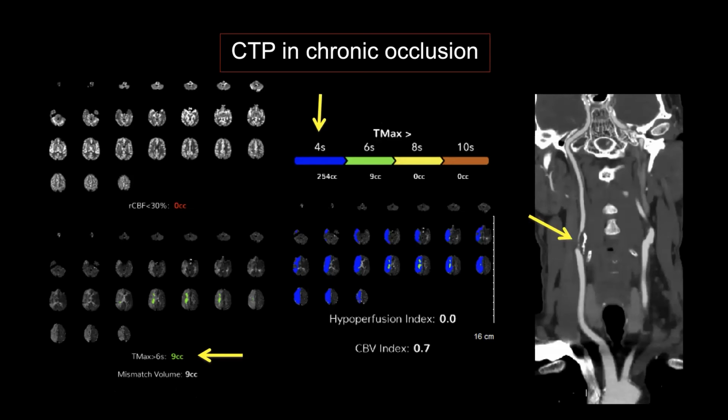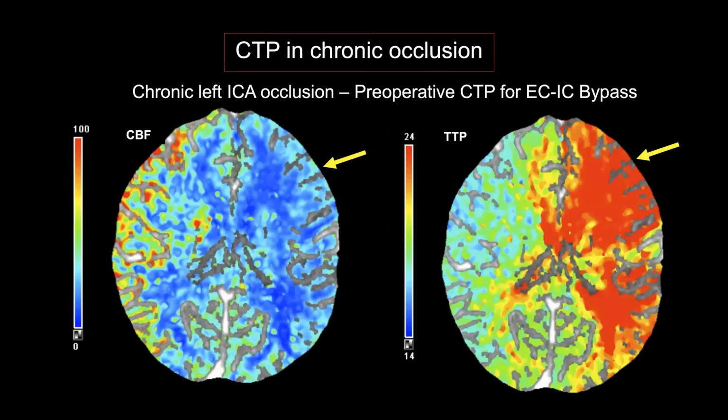CTP in chronic occlusion. Here is another example. If I look at the CTP summary maps, no core, small Tmax on the right side. If I look at the rest of the thresholds, there seems to be a larger area of penumbra on the right side. This is a chronic occlusion. The reason I'm showing this to you is that do remember, in a chronic occlusion, you are going to get hypoperfused tissue, which means your Tmax is going to be abnormal.